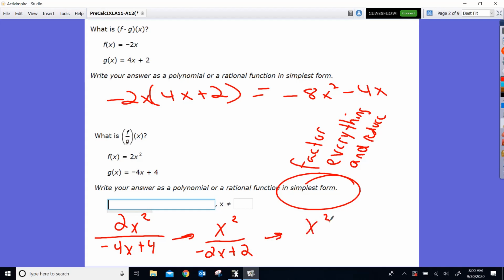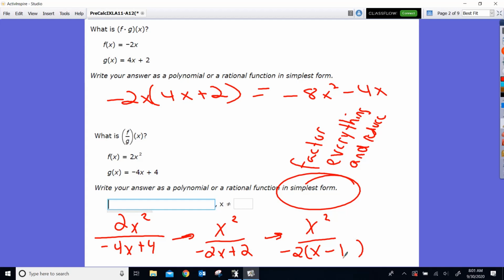So what I'm going to do is I'm going to pull that negative 2, because I know that worked. If I pull a negative 2 from negative 2x, what remains? X, right? If I pull a negative 2 from a positive 2, what remains? Negative 1. Now that is as simple as this thing gets. That is what goes in the first box.